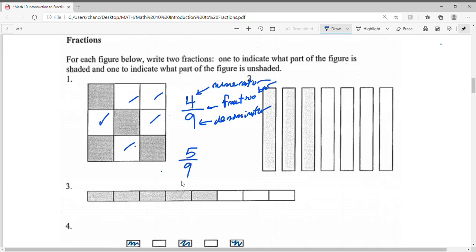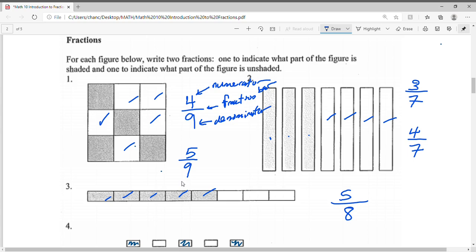In this example, we have 1, 2, 3 pieces shaded out of a total of 7 pieces, so this is 3/7. But what part is unshaded? Well, that's going to be 1, 2, 3, 4 out of 7. 4 pieces are unshaded. And in question 3, we can do the same process. 1, 2, 3, 4, 5 pieces are shaded out of a total of 8 pieces. So this is 5/8 shaded.